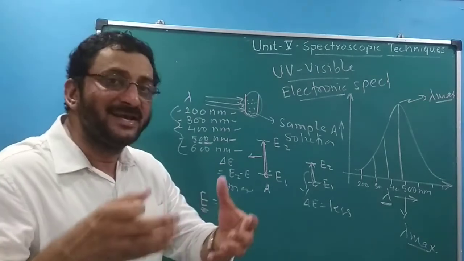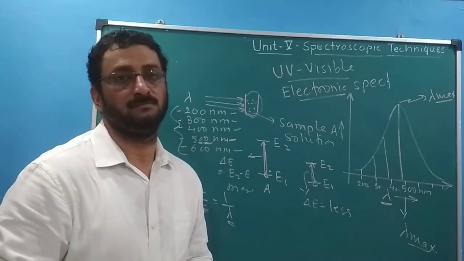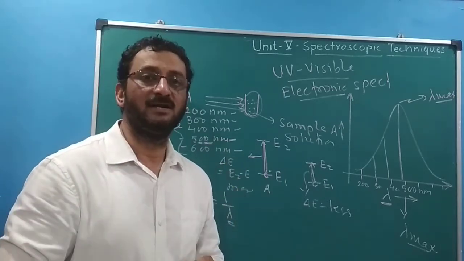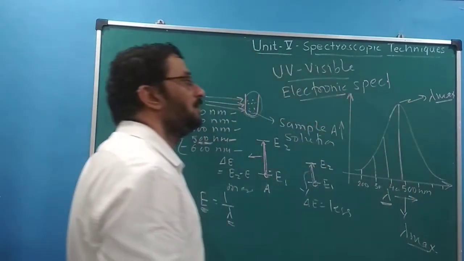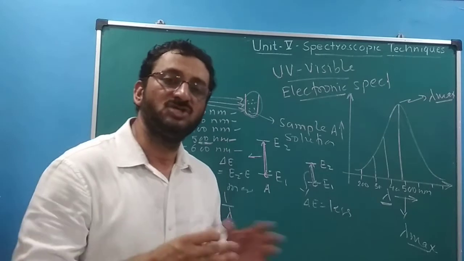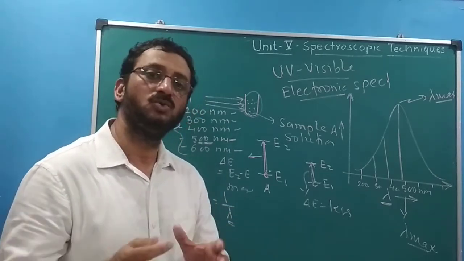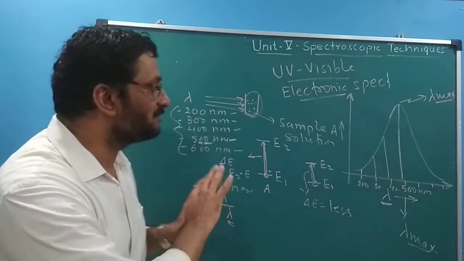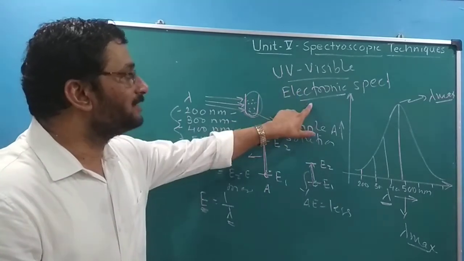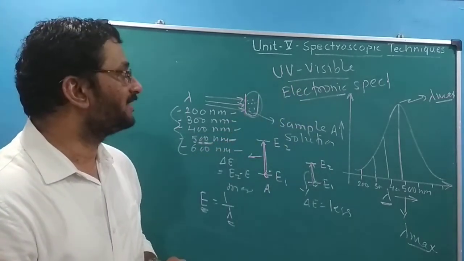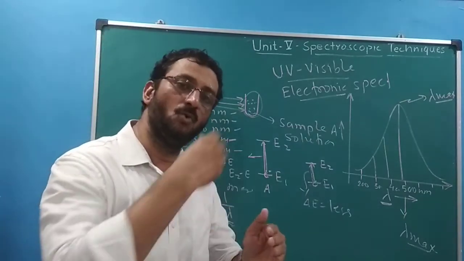To what extent the radiation is absorbed all depends on the structural feature of the sample. So by studying what type of light is absorbed by the sample and to what extent, it is possible to know the structure of the molecule or the sample. So this is the basic part of spectroscopy. UV visible spectroscopy, also called electronic spectroscopy, mainly concerns the electron transition from lower to higher.